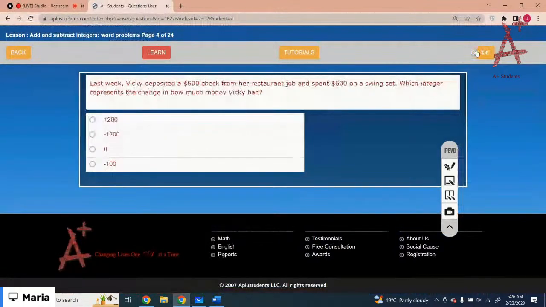Last week, Vicky deposited a $600 check from her restaurant job and spent $600 on a swing set. Which integer represents the change in how much money Vicky had? She deposited 600. Deposit means you have to add. And then she spent 600. So 600 minus 600 equals 0. Got it? Very good. So just select the correct option and click on the OK button.